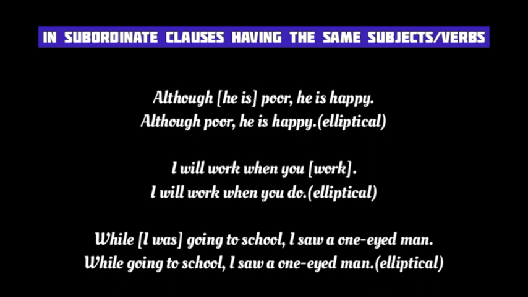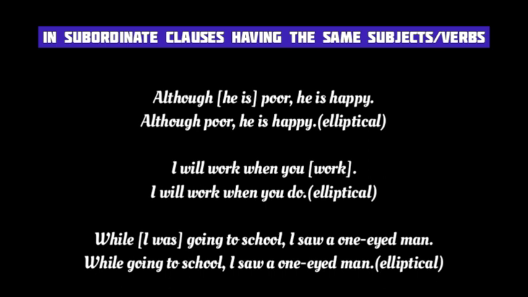In the sentence, "I will walk when you walk," both the principal clause and the subordinate clause have the same verb, walk. So the repeated verb "walk" in the subordinate clause may be replaced with its simple present auxiliary "do." Now the elliptical construction is "I will walk when you do."